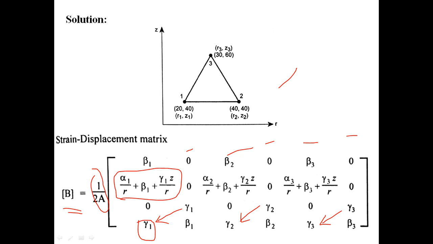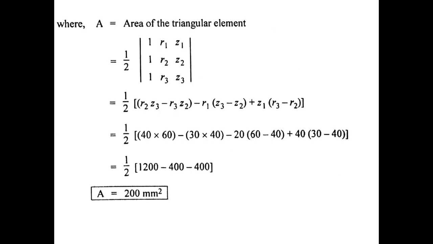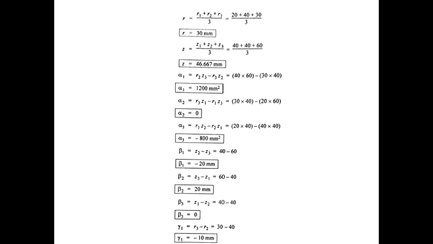Then we know the area of the triangle: A is equal to 1 by 2 into the modulus of the determinant of 1 R1 Z1, 1 R2 Z2, 1 R3 Z3. From that we will find the value. My dears, don't forget to put the units. That's a very important thing. And here we have to find the R value: R is the average of R1, R2, R3, and Z is the average of Z1, Z2, Z3. Then what about alpha 1? Alpha 1 is equal to R2 Z3 minus R3 Z2. Yes, very good.